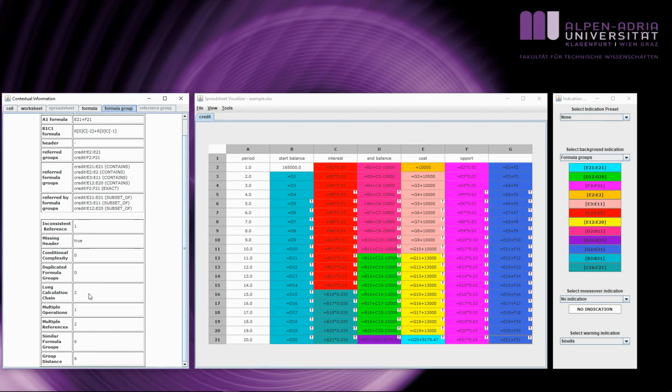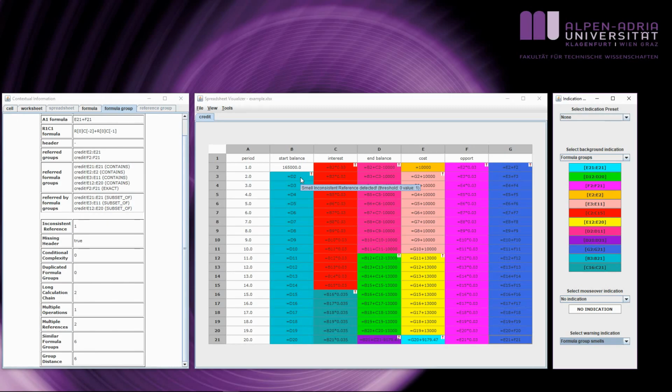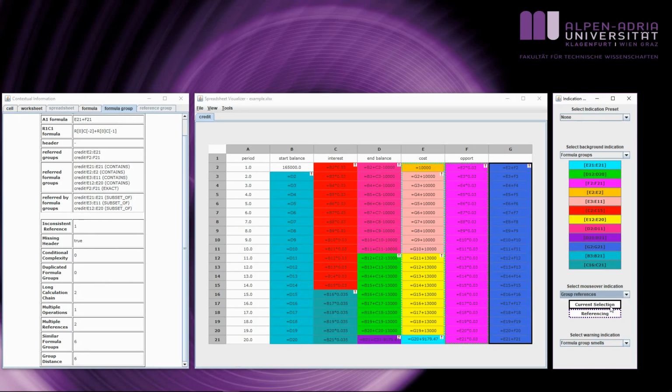Fritz can also highlight problems for groups of cells using group smells. We see that, for example, the start balance formulas suffer from inconsistent references. Group reference highlighting helps us to verify this problem. It points out the currently selected group and groups of referred cells using cell borders. We see that the start balance refers to an area in column D that contains different groups. This is detected as inconsistency. Similar problems are highlighted for the other groups of the sheet.